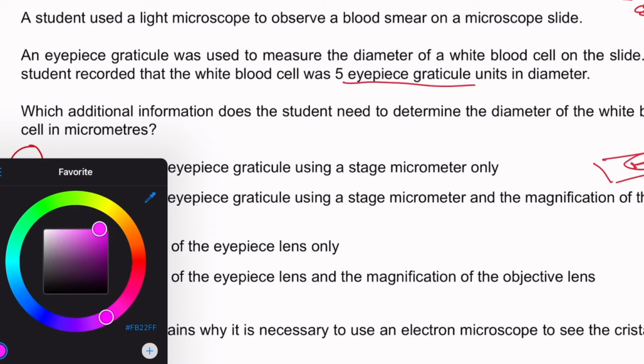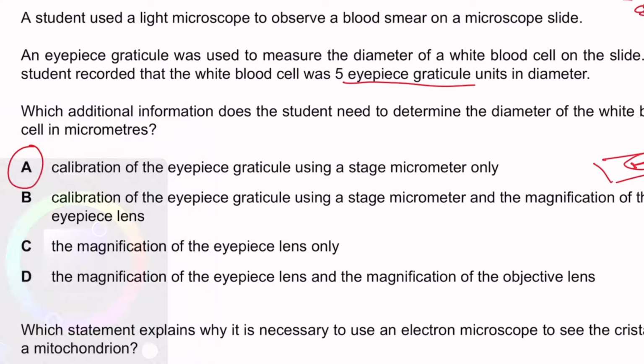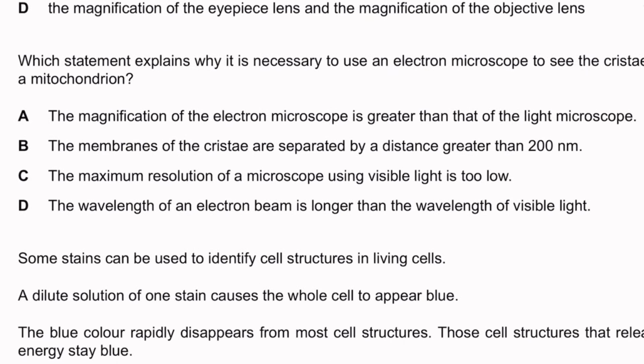Let me change the color because I don't know why I'm using this. Let's use blue. Which statement explains why it's necessary to use an electron microscope to see the cristae of a mitochondrion? Okay. Why it's necessary to use an electron microscope?